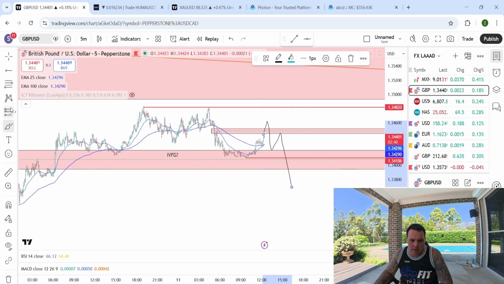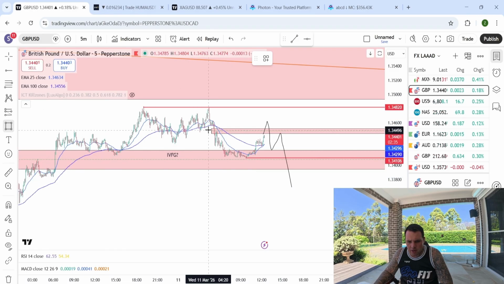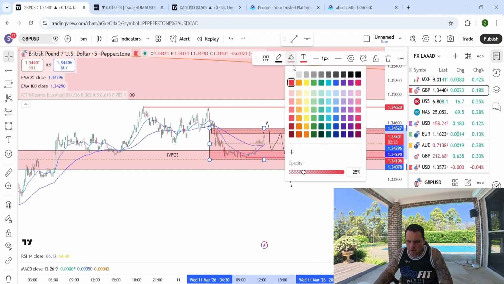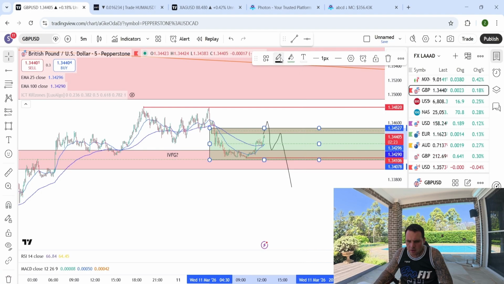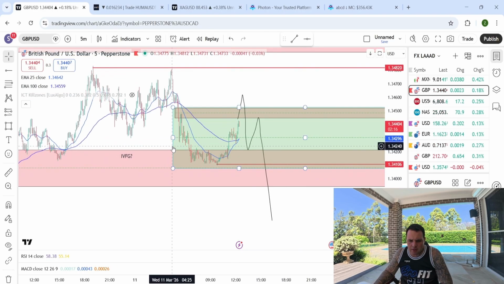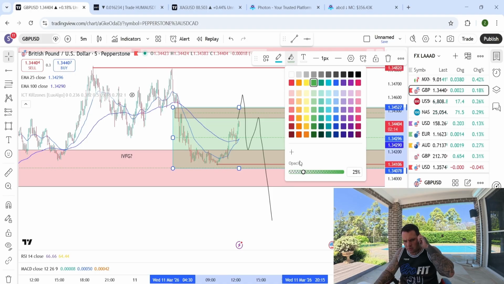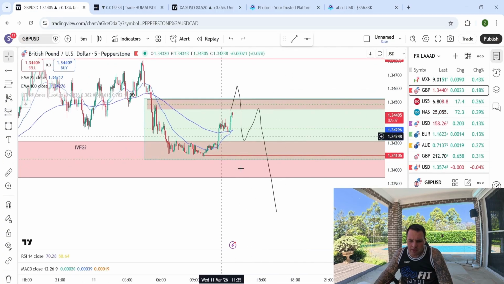entry somewhere in, I'm going to mark it out with another rectangle, but a different color, go green. I don't know, somewhere in this zone. Hold on, let me make it more transparent. That's better. Alright, now we're going to look for an entry somewhere in this zone here.